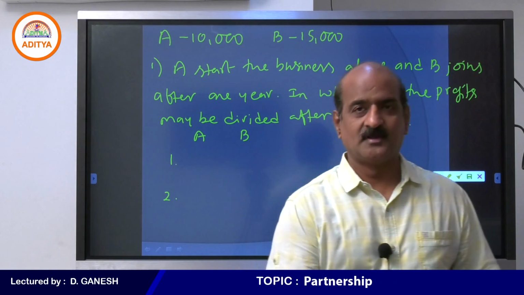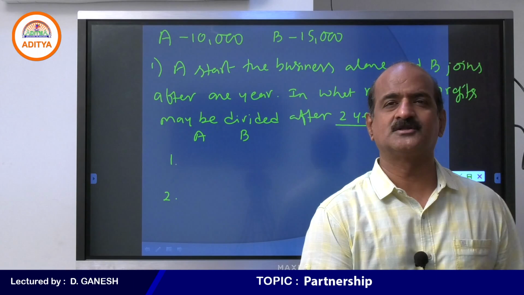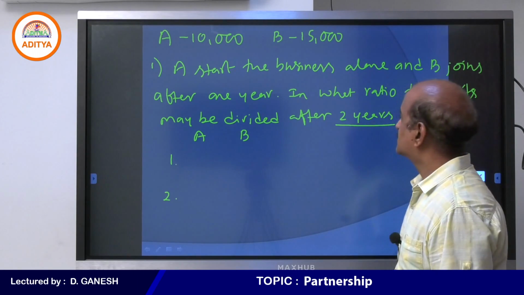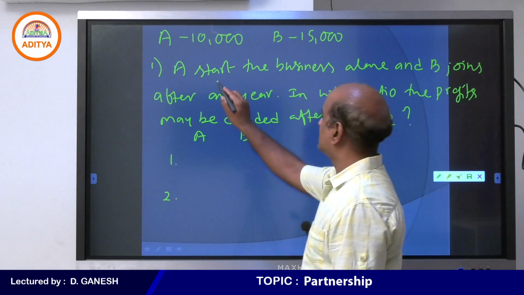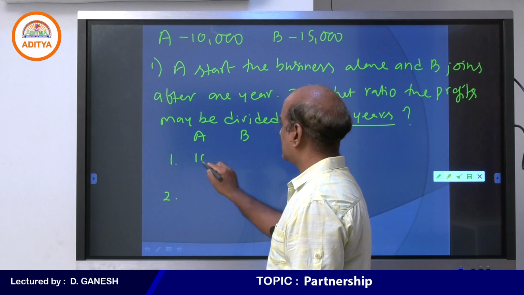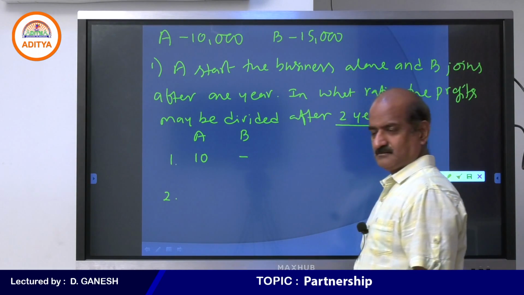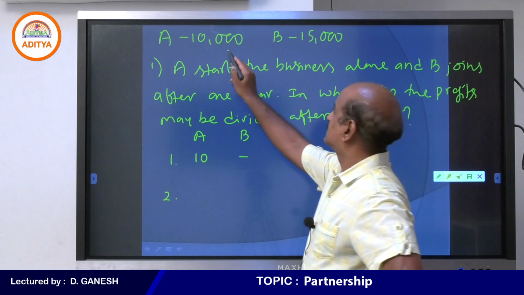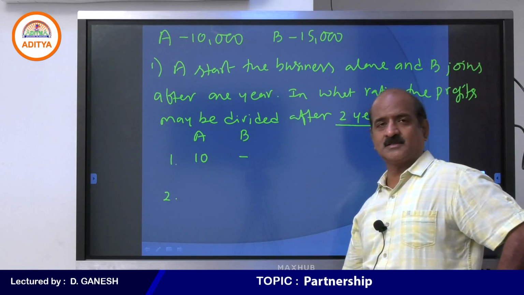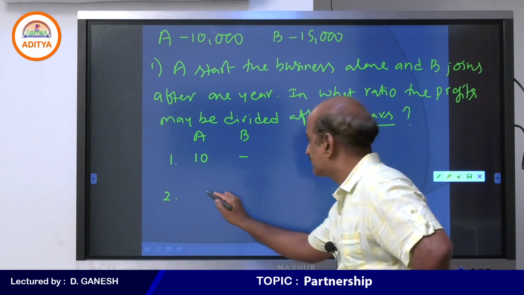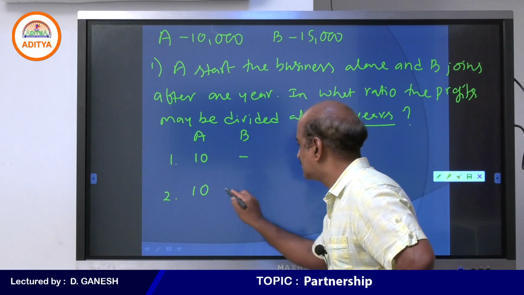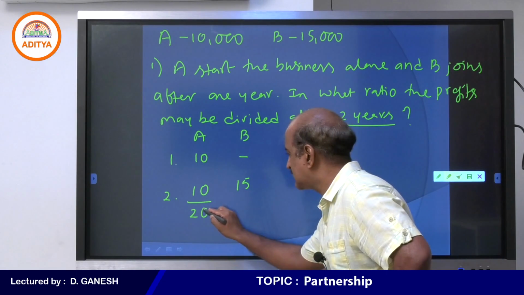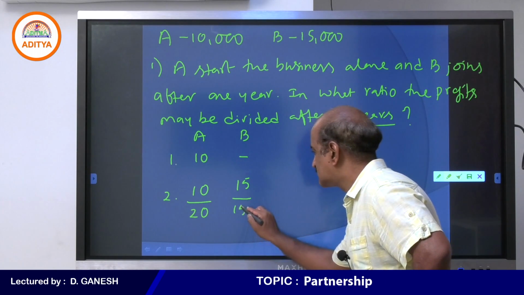Do you get the point clear? Very good. Now here we go. In this question, A starts the business. So in the first year A puts in 10,000 but B is not there. I am taking only 10; the 3 zeros I am neglecting because it doesn't make any difference. In the second year A again puts in 10,000, then B joins with 15,000. At the end of the second year, A's investment is 20 and B's investment is 15.